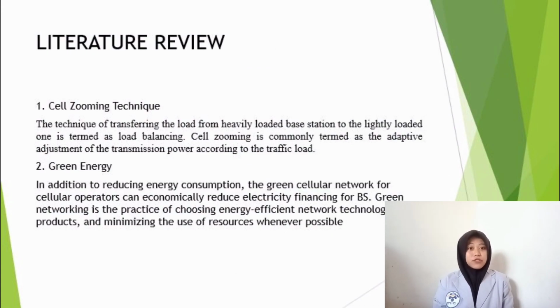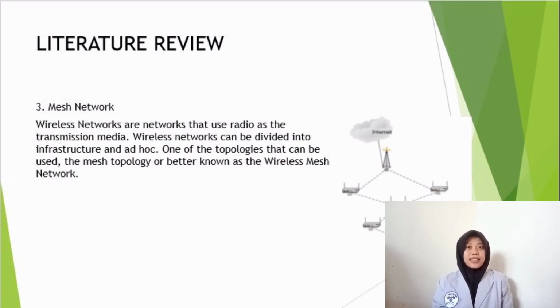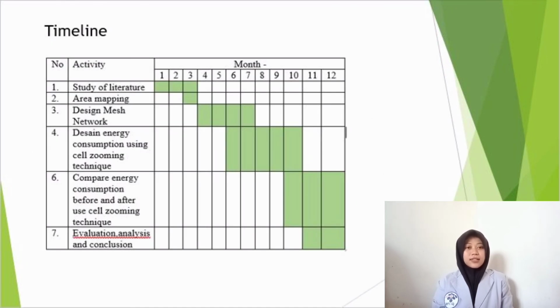This is my literature review. Number 1 is cell zooming technique, number 2 is green energy, and number 3 is mesh network. This is my timeline, with 7 activities in 12 months: study of literature, area mapping, design mesh network, design energy consumption using cell zooming technique, compare energy consumption before and after using the cell zooming technique, and evaluation, analysis, and conclusion.